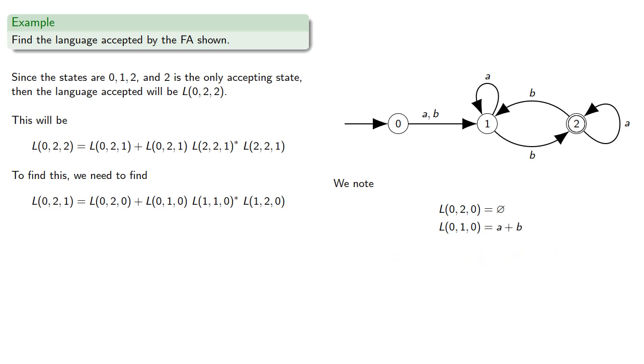L(1,1,0), from 1 to 1 without passing through anything higher than 0. That's just A by itself. Note that we can't do a string of A's because on the return we do pass through state 1 again. And likewise, L(1,2,0) from 1 to 2 not passing through anything higher than 0 is just B.